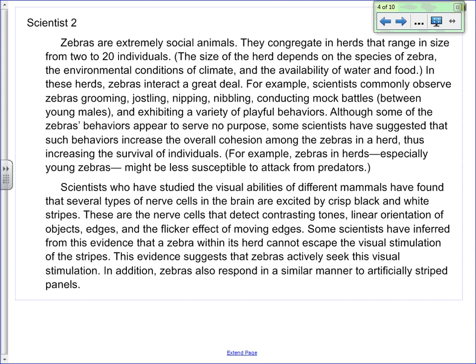Excellent. All right, so let's go through and do the vocab first before we summarize the argument. Are there any words that jump out that we want to go over? Congregate. Congregate. Beginning, good.